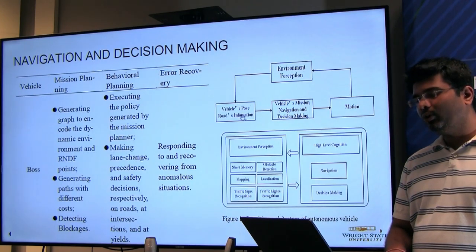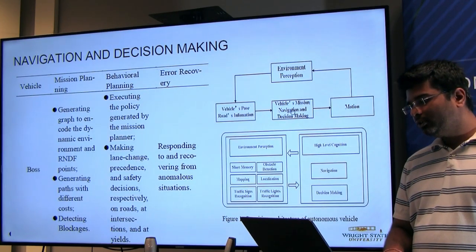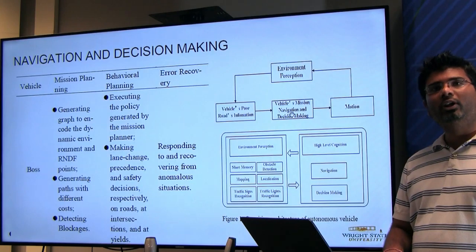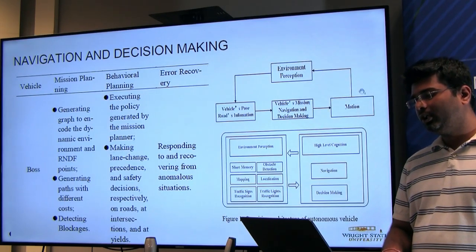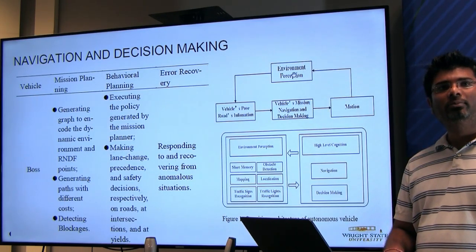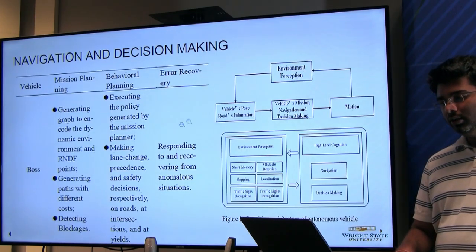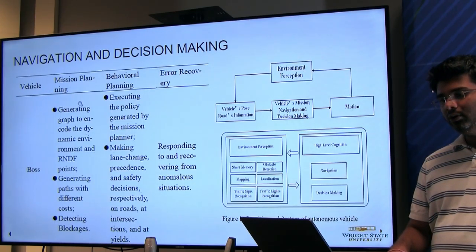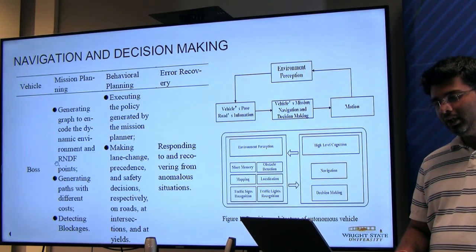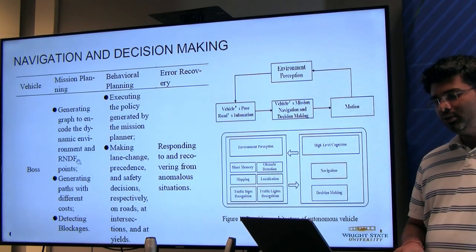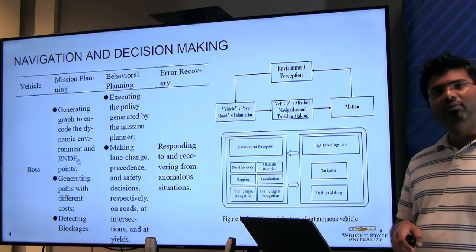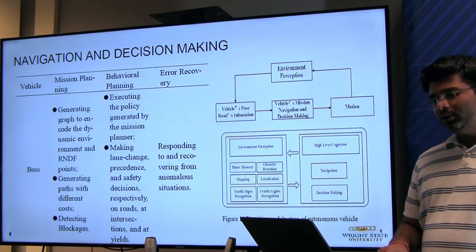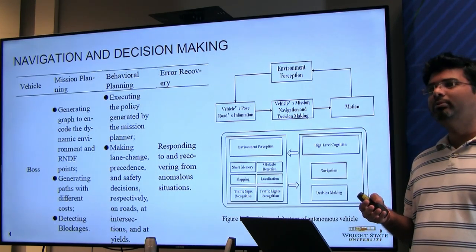Vehicle is posing the road information, vehicle's mission, navigation, and decision making, then the motion, and again it goes back to the environment perception. And if we find out how the missions are planned, the term RNDF is road network data files. So this comes from GPS.